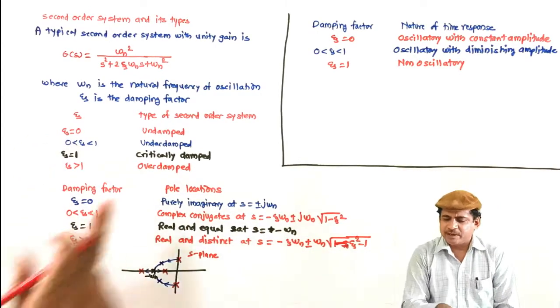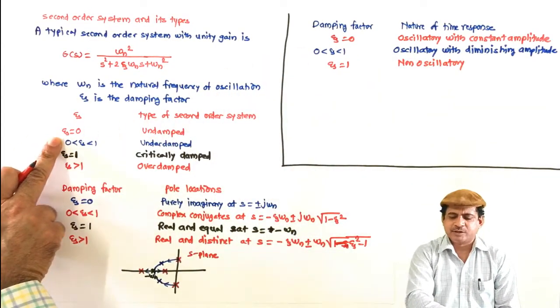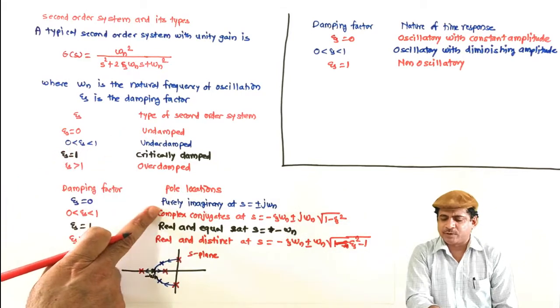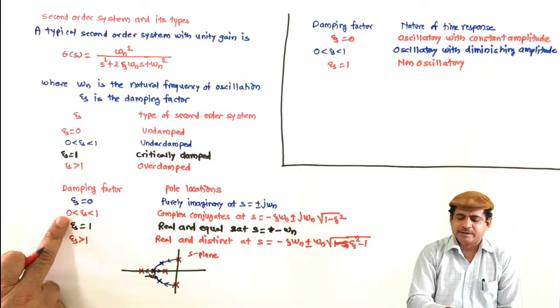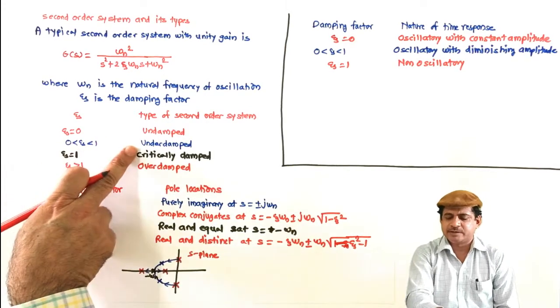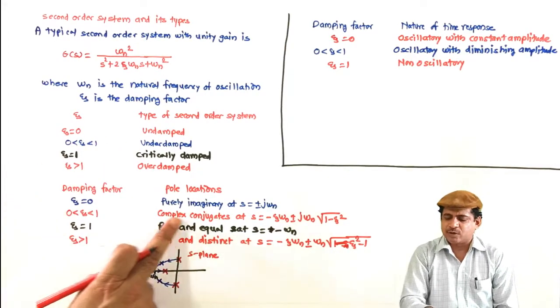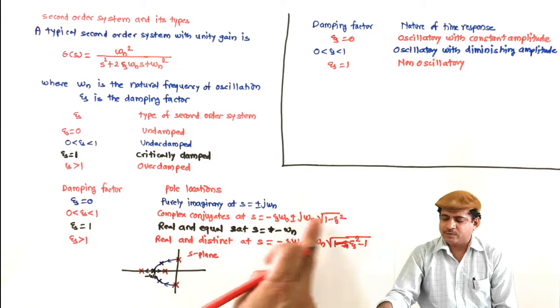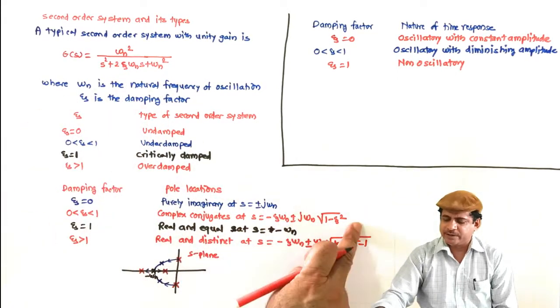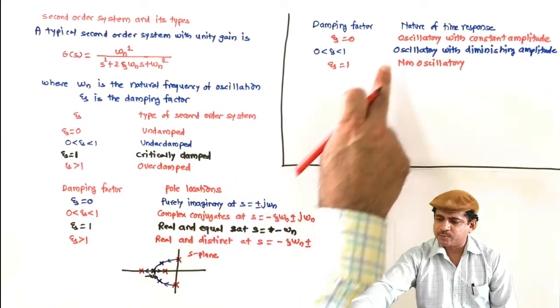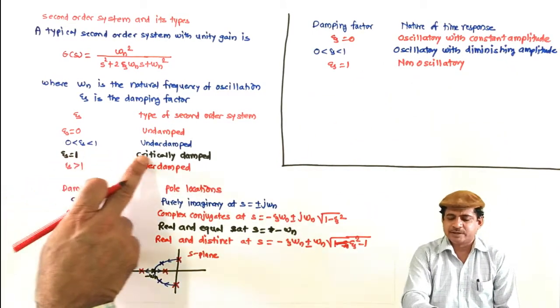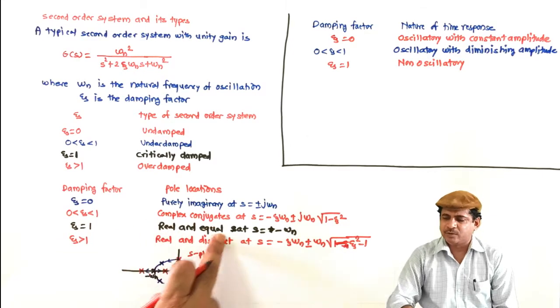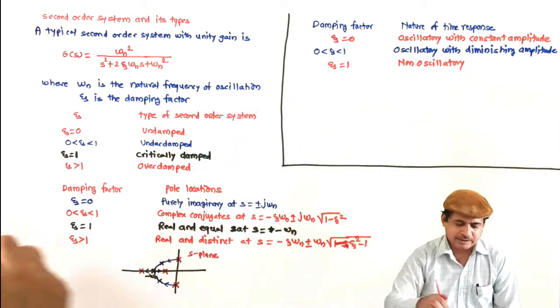So you can make pairs of this. When zeta is 0, the system is undamped, poles are purely imaginary, response is oscillatory with constant amplitude. When zeta is between 0 and 1, the system is underdamped, poles are complex conjugate at the given location. This can be calculated, given here. It is like this, and the response is oscillatory but with diminishing amplitude. When zeta is 1, the system is critically damped, poles are real and equal, response is non-oscillatory.